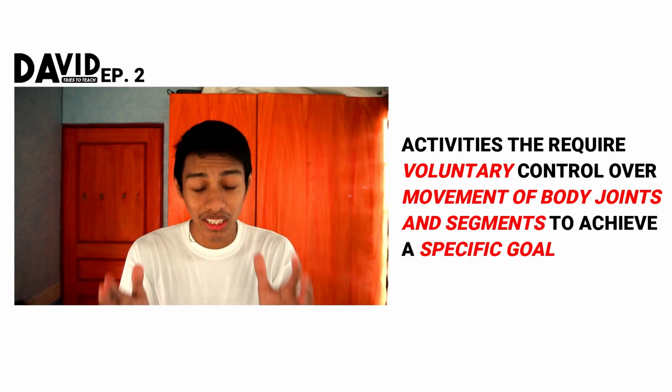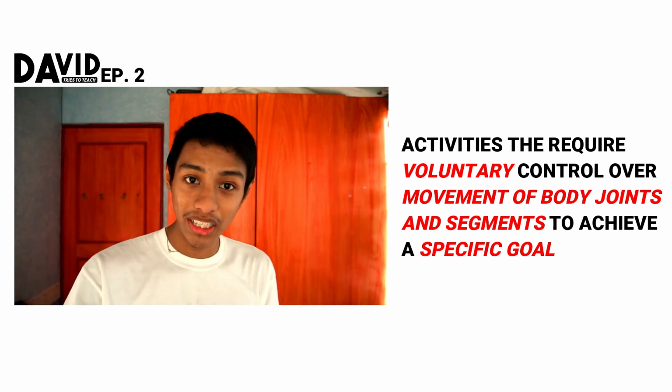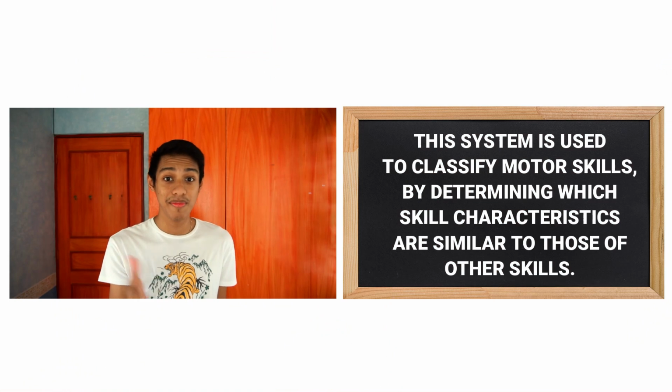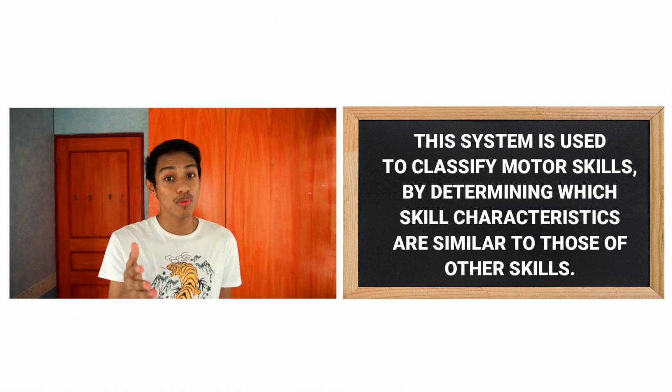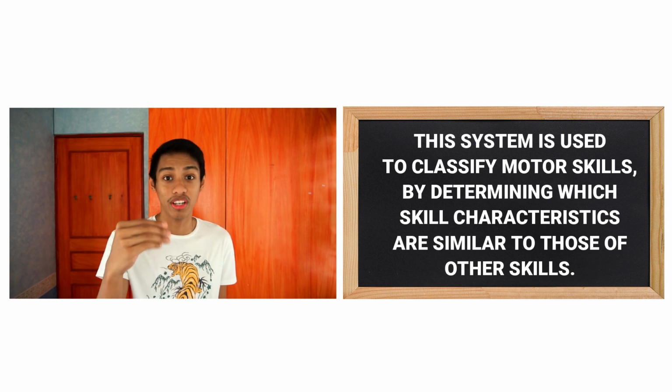Last episode, we talked about motor skills. Motor skills are activities that require voluntary control over movement of body joints and segments to achieve a goal. And for this episode, we will try to discuss a classification system called one-dimension classification systems. This system is used to classify motor skills, and we do that by determining which skill characteristics are similar to those of other skills. Bali, ang gagawin, we categorize skills according to one common characteristic.